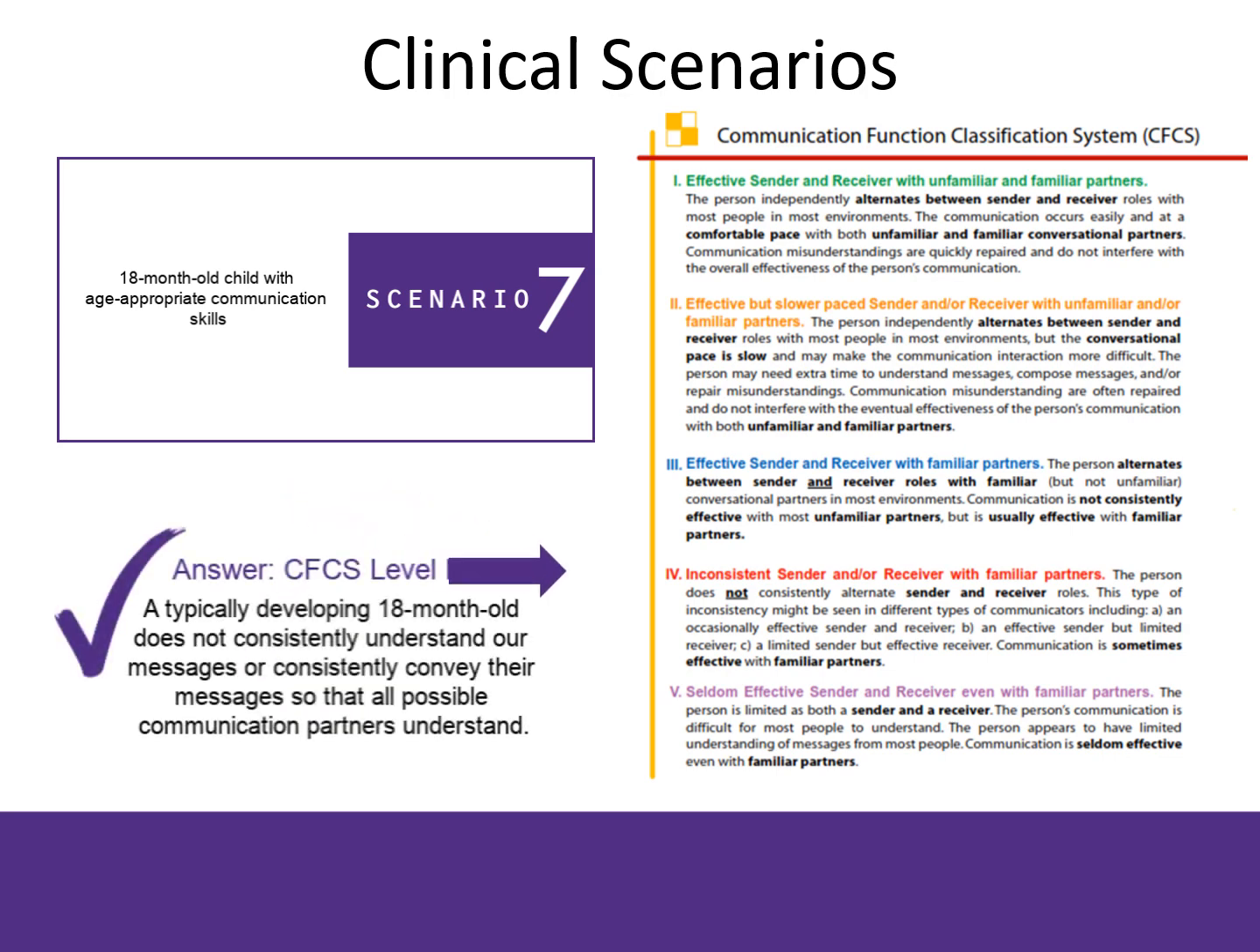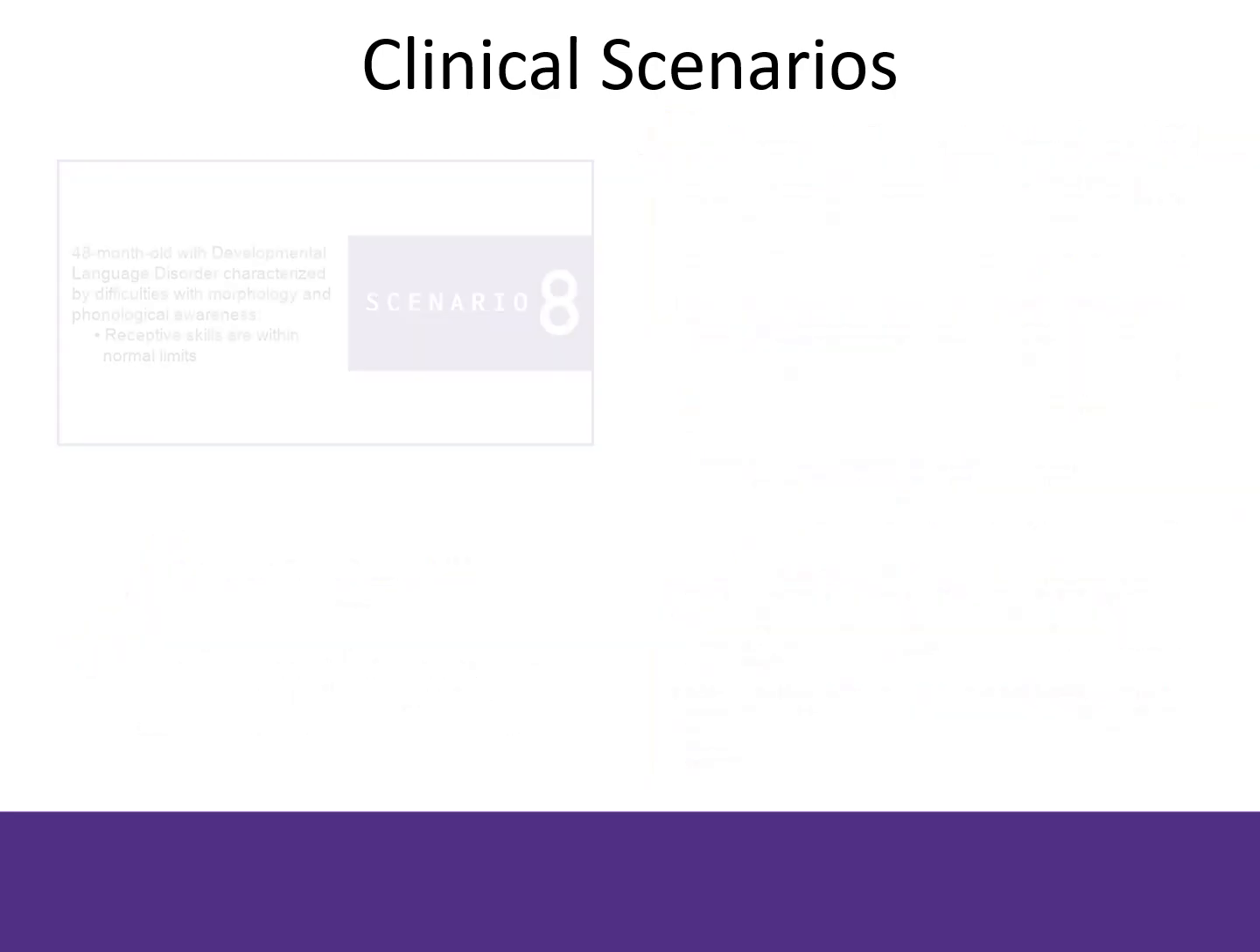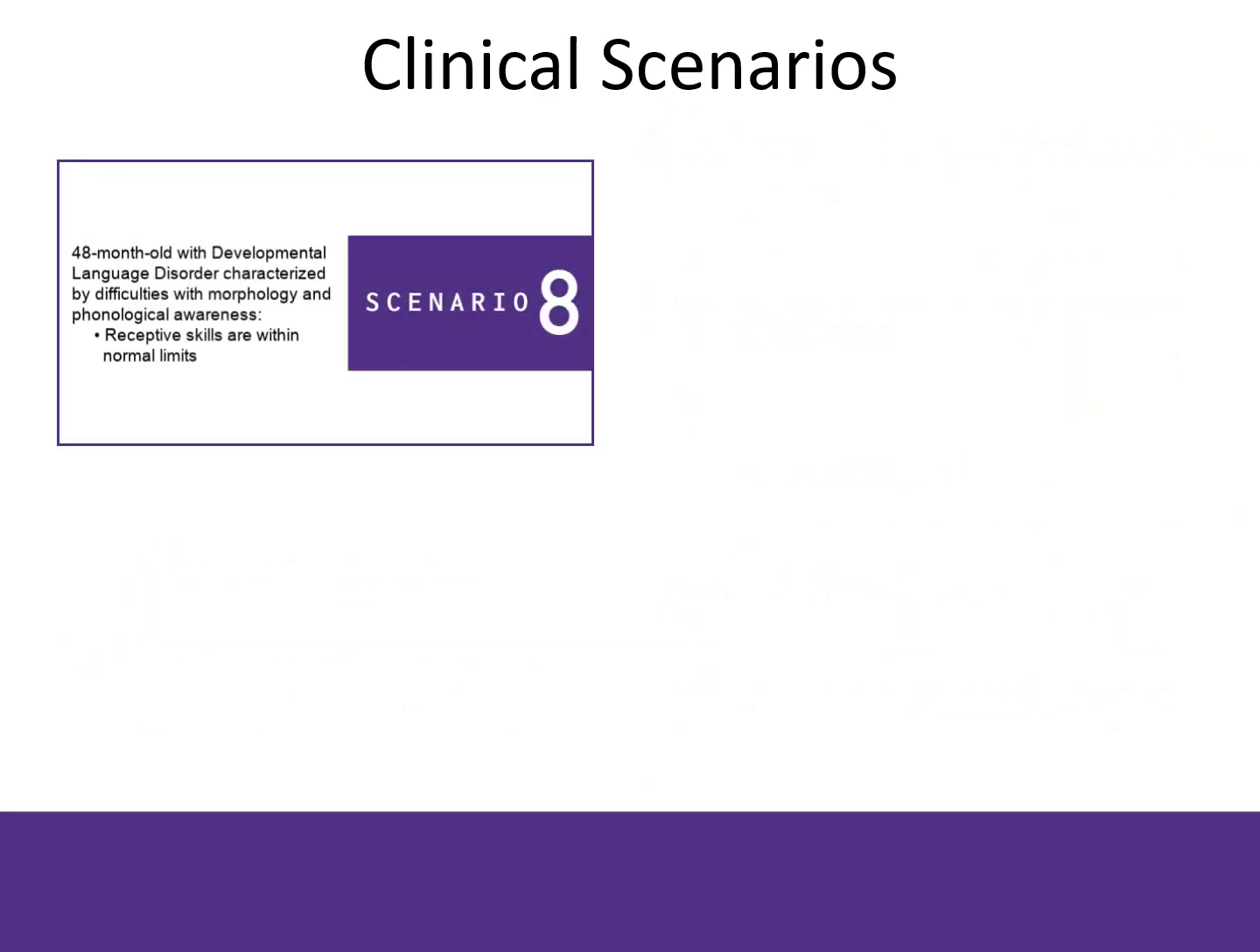This child should be classified as CFCS Level 4. A typically developing 18-month-old does not consistently understand our messages or consistently convey their messages so that all possible communication partners understand. Scenario 8. A 48-month-old child with developmental language disorder that is characterized by difficulties with morphology and phonological awareness. Receptive skills are within normal limits.